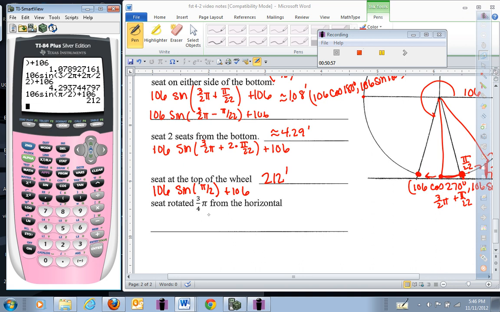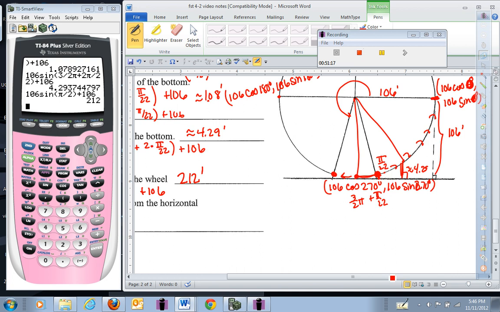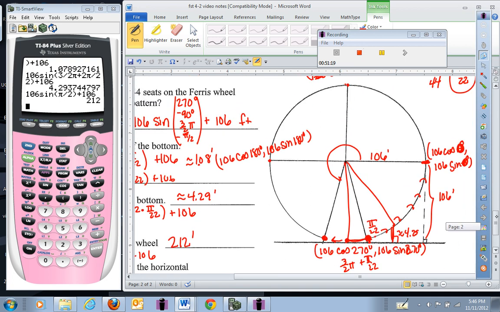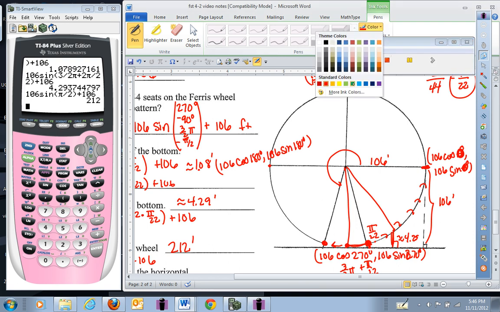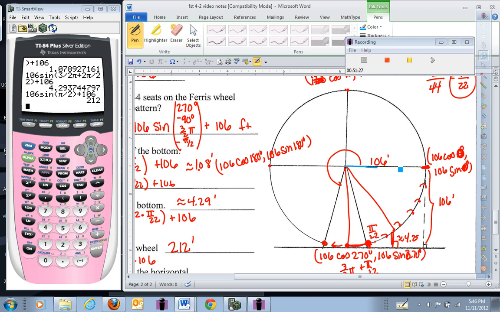Now, this one's a little tricky. It says the seat rotated 3/4 pi from the horizontal. Okay, well, let's check this out. Here's the horizontal. Get a different color pen here. Here's the horizontal right here. We want to go 3/4, what did it say? 3/4 pi from there. So we want to go to 3/4 pi. Well, here's 1/2 pi over here, or 1 pi, so 3/4 of the way over to pi. So you'd want to go over to here, which is 3/4 pi.